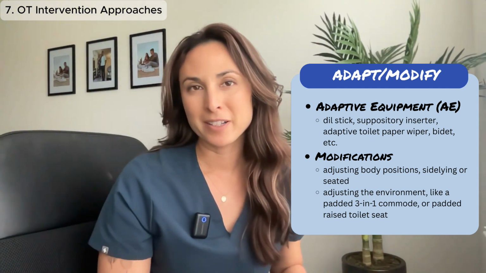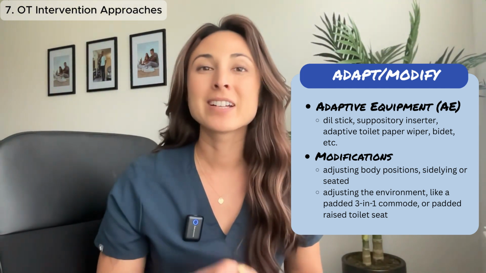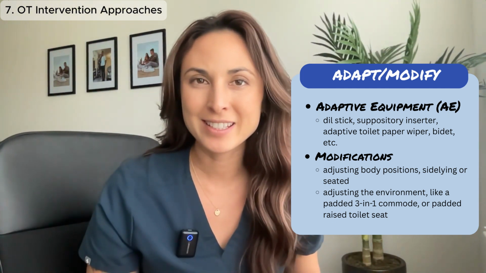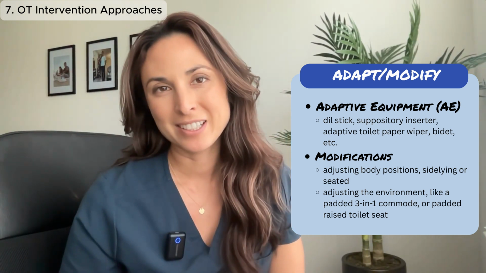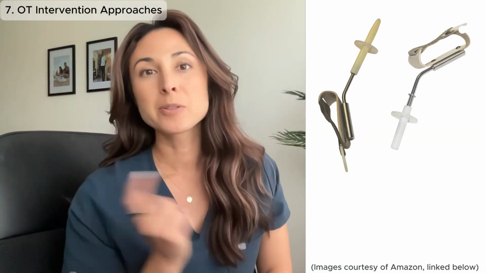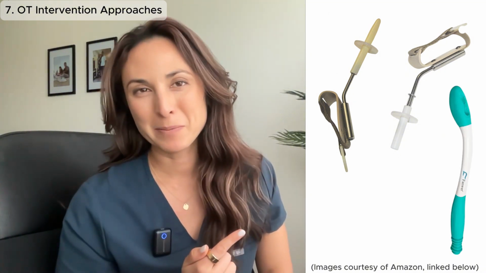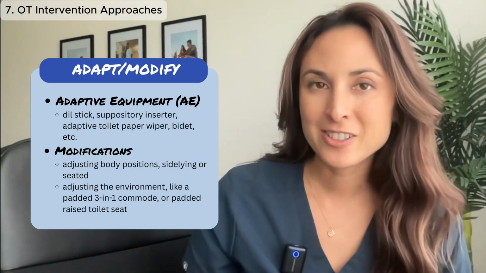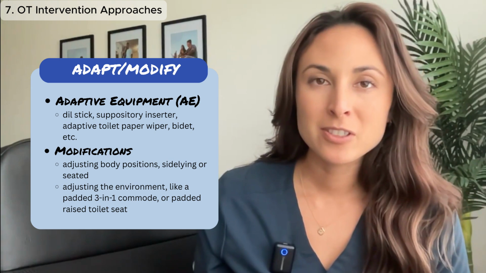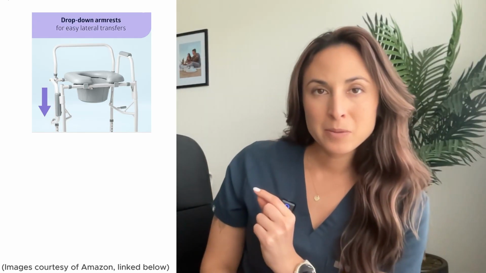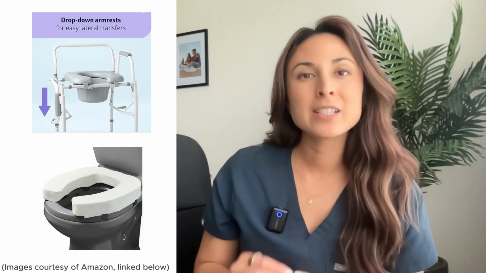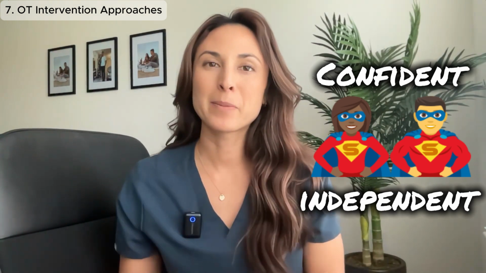Lastly, through Adapt and Modify, we get to be creative and find individualized solutions for our clients with AE or activity modifications. Some examples of AE to consider include a dil stick, suppository inserter, adaptive toilet paper wiper, or a bidet. Some modifications include different body positions or environmental modifications like using a padded 3-in-1 commode or a padded raised toilet seat. By combining these strategies, we help clients feel more confident and more independent in their bowel management programs.